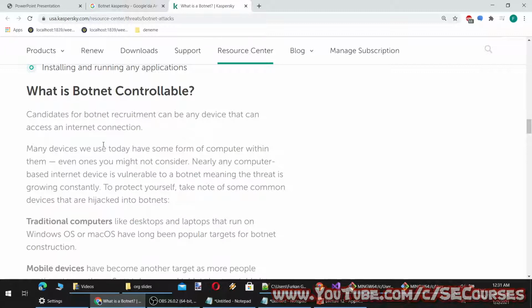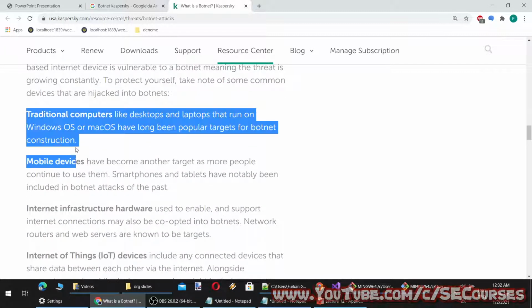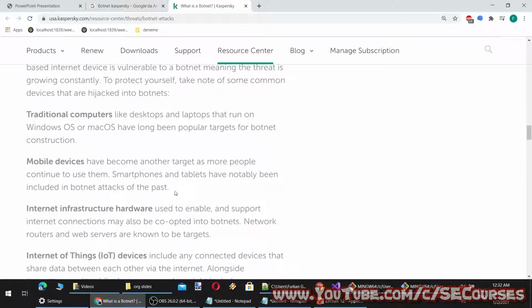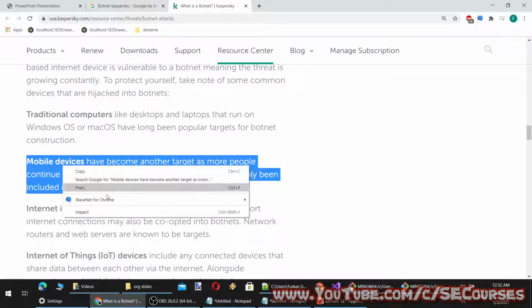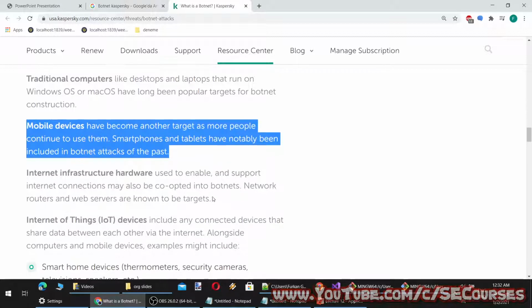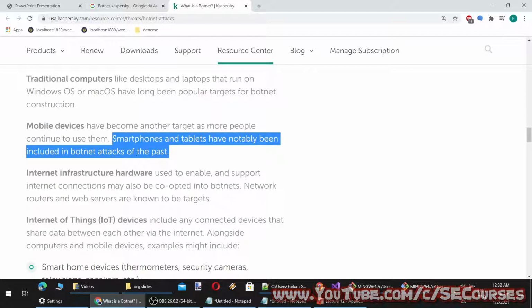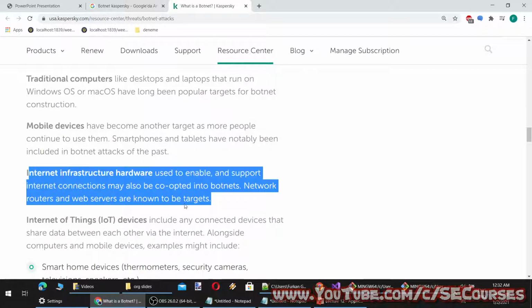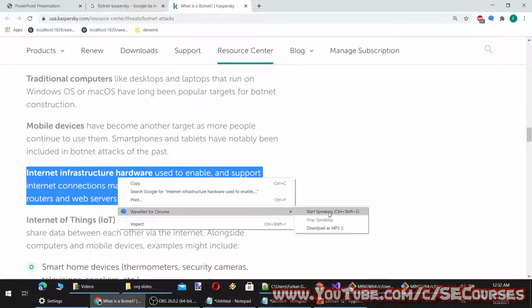Okay, so this is important. Traditional computers, we already know them. Traditional computers like desktops and laptops that run on Windows OS or Mac OS have long been popular targets for botnet construction. Mobile devices have become another target as more people continue to use them. Smartphones and tablets have notably been included in botnet attacks of the past. But we haven't come to the most crowded one yet.